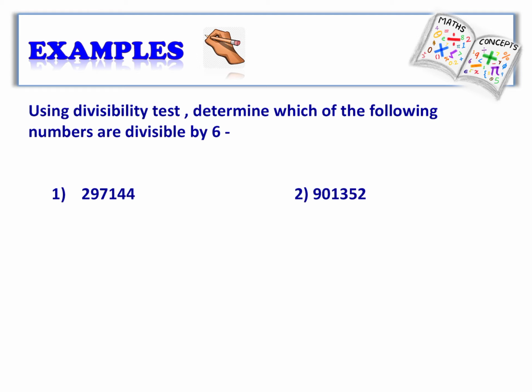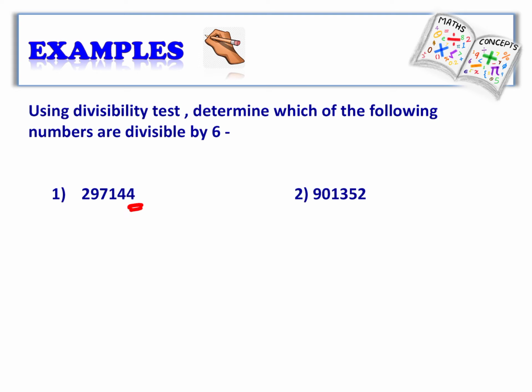Next examples are for divisibility test of 6. Our divisibility test of 6 says that the given number should be divisible by 2 and 3, then only the given number can be said as divisible by 6. Okay, let's check first example.